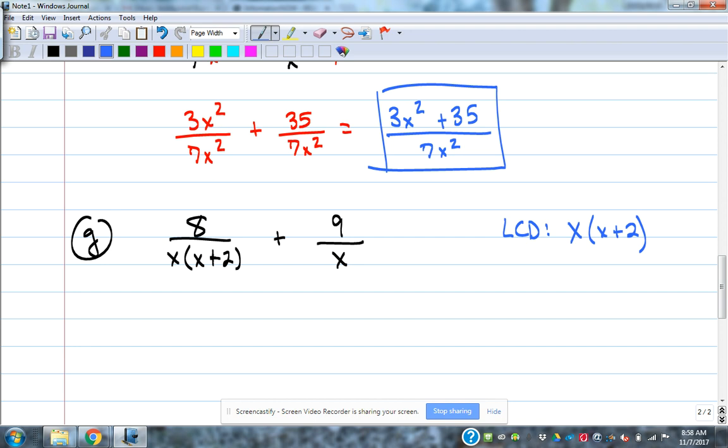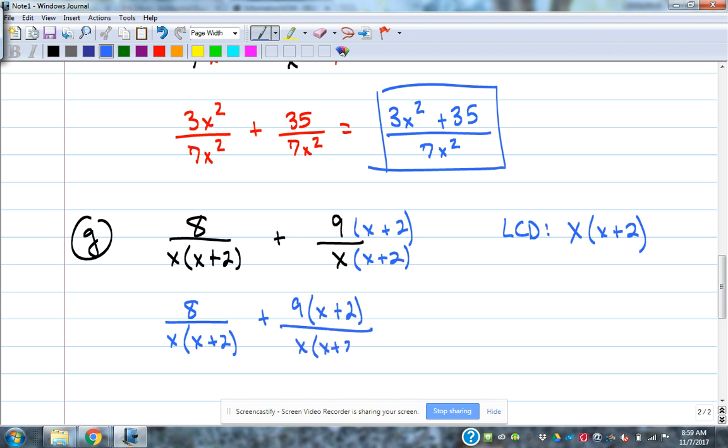So does the first fraction need anything? No, it's got both pieces for the least common denominator. What does the second fraction need? It needs the x plus 2. It's already got the x in the denominator, so it needs the x plus 2. So it gets it on the bottom and the top. Always going to happen like that. Okay, so that gives us 8 over x plus 2, plus 9. We'll go ahead and do parentheses, x plus 2 over x plus 2.